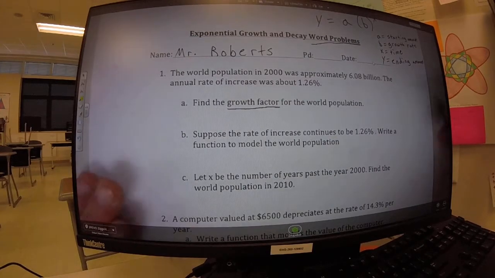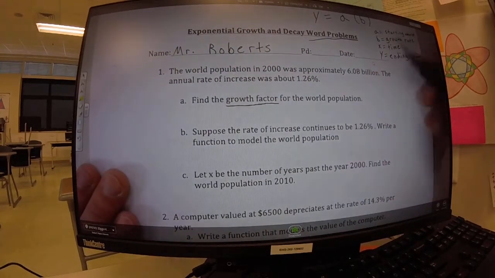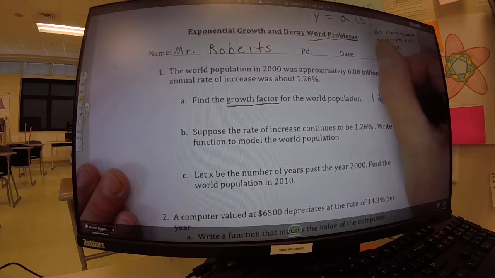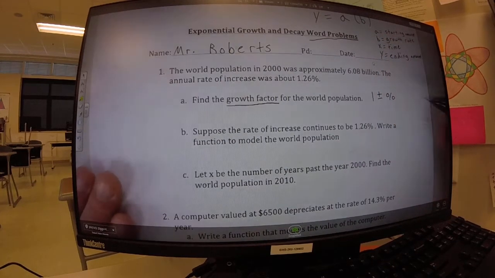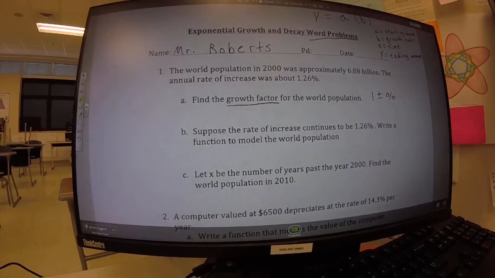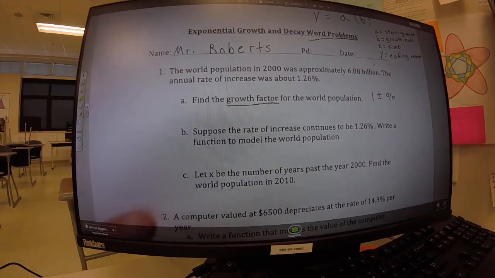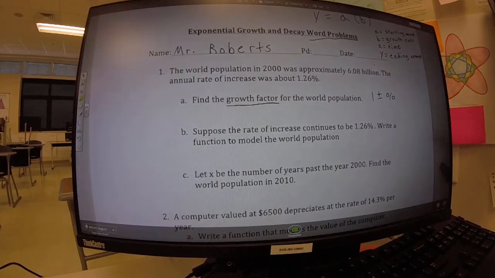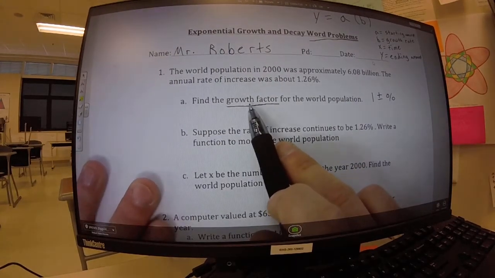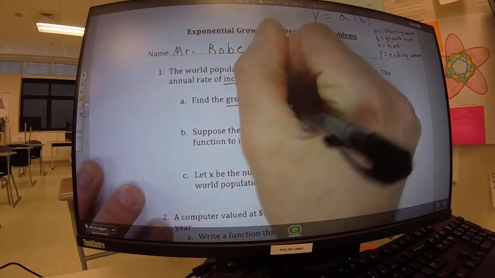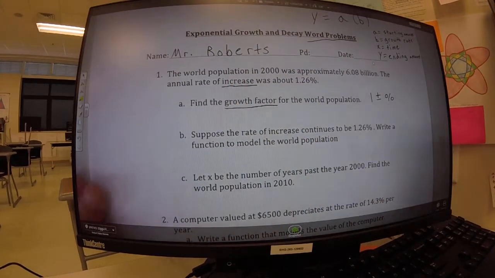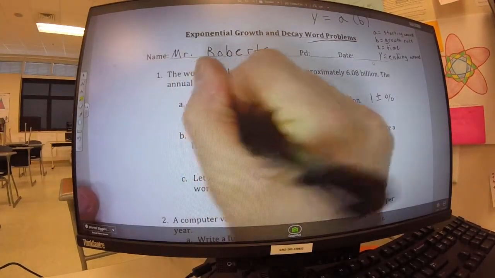Now, if you think back to the beginning of the chapter, we know that b represents 1 plus or minus the percentage. Okay? 1 plus or minus the percentage. Now, in these word problems, we can't actually use the percentage. We can't do 1 plus 1.26 because we have to have a decimal instead of a percent. So first of all, we have to figure out, is this growing or is this decreasing? Is it decaying? Well, it says right there in the problem that it's growing. Okay, and also in the original problem, it says the word increase. So we know this is going to be 1 plus, okay?